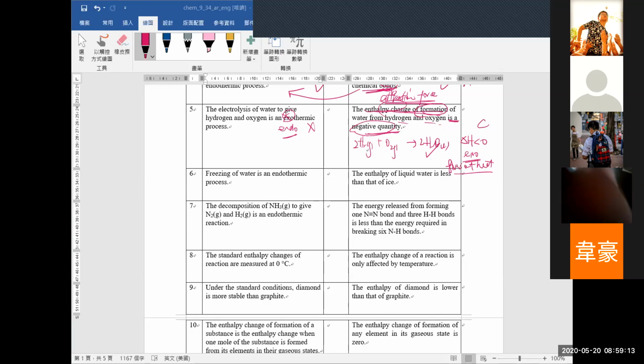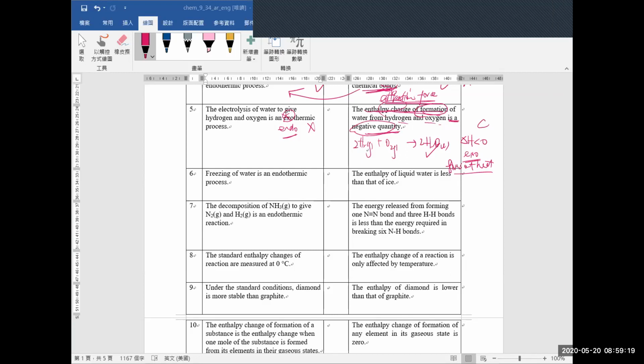Question 6. Freezing of water is an endothermic process. The enthalpy of the liquid water is less than that of the ice. Number 6 is D, correct. Okay, both are crosses. So why is it? Freezing of water is an endothermic process. The enthalpy level of the liquid water is less than the ice.